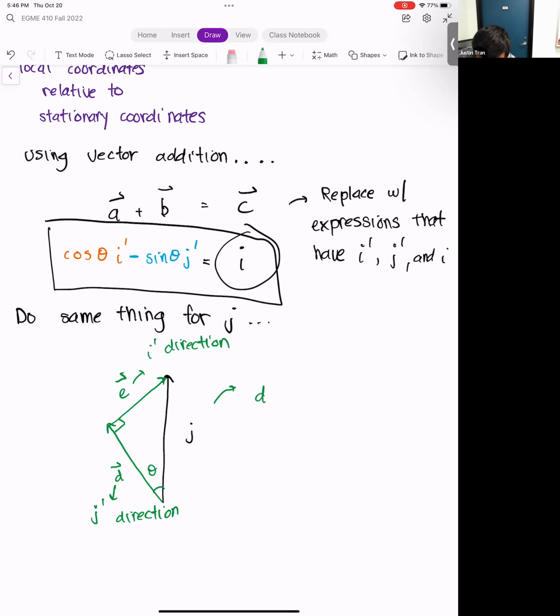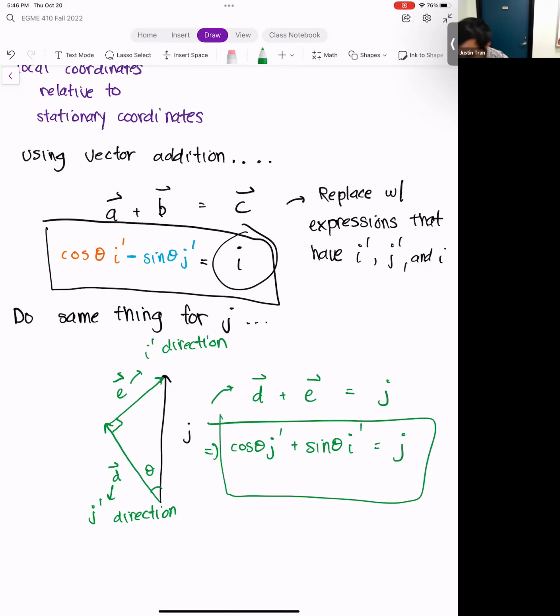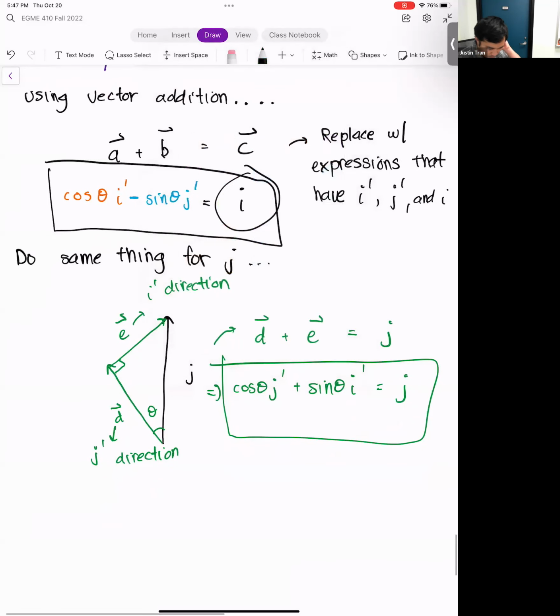And so by vector addition, again, we have D plus E is equal to J. Once again, we're going to use trigonometry to get expressions for D and E. For D here, we have cosine theta J prime, and then for E here, we have sine theta I prime. And all this is equal to J. So now we have these two expressions, and just like I mentioned before, we can plug this back in to our u equation from before.